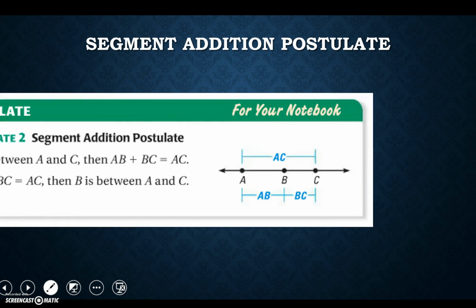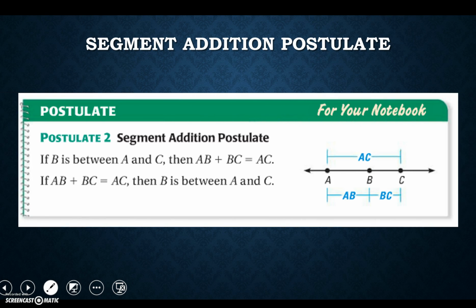So what we have is our segment addition postulate. What this says is if B is between A and C, then I can find the length of AB and the length of BC, and I can add them together to get the whole length of AC. If AB plus BC is equal to AC, then we also know that B has to be in between A and C.